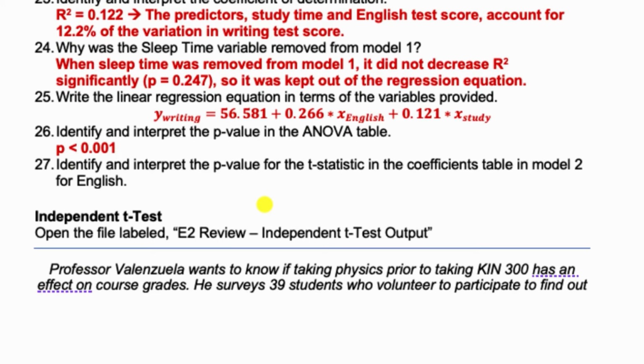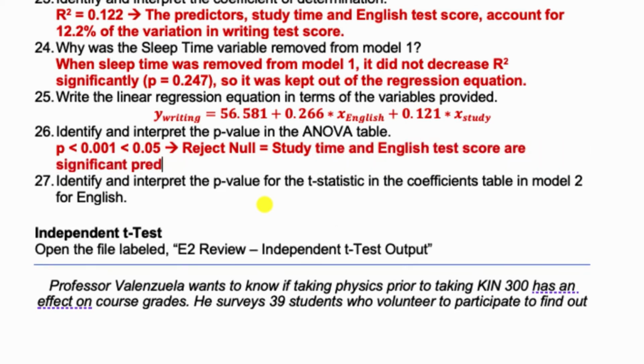So because p is less than 0.001, which we can say is also less than 0.05, which is our alpha, that would tell us to reject the null hypothesis. And our interpretation then would be that, let's do it this way, study time and English test score are significant predictors of writing score, or person's writing test score.